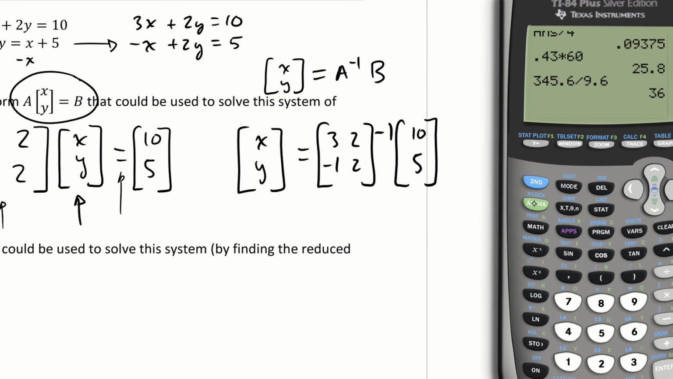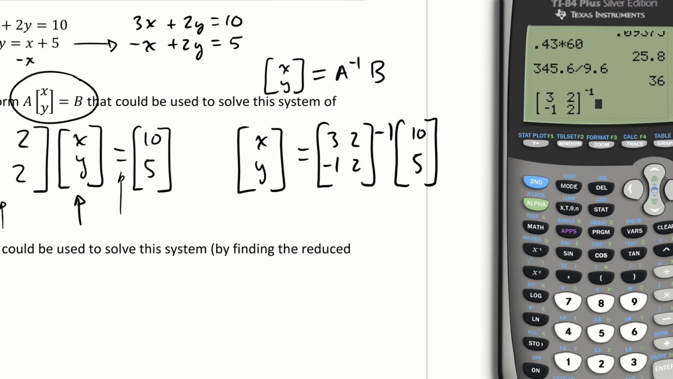matrix templates. I'm going to press alpha F3, and from there I'm just going to create a 2x2 matrix. So 2 rows, 2 columns, and OK. And the values that are going to go in that matrix are going to be 3, and then I hit the over arrow 2, over arrow negative 1, over arrow 2. And I want the inverse of that matrix, and I'm going to multiply that by the matrix that has 2 rows and 1 column, 10, 5.